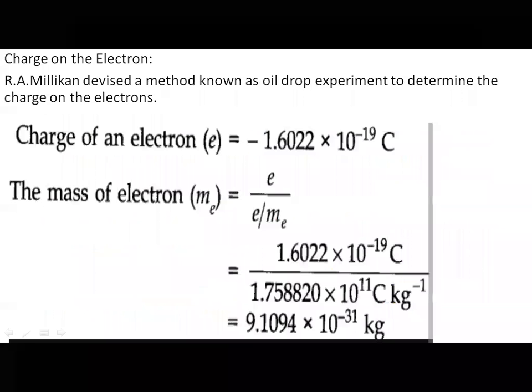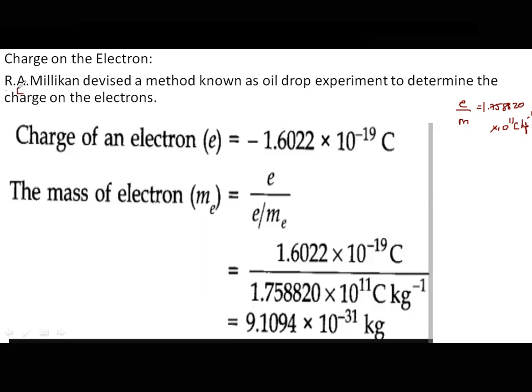Then, if you know the charge to mass ratio, that is e by m of an electron, 1.758820 into 10 raised to 11 coulombs per kg, then can we calculate only the charge? Yes, we can calculate the charge. And this experiment was done by the scientist R.A.